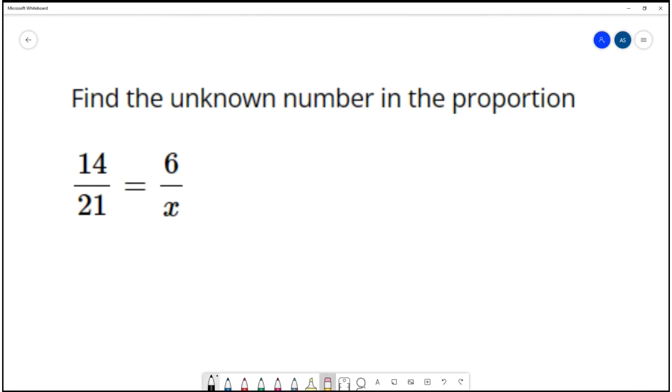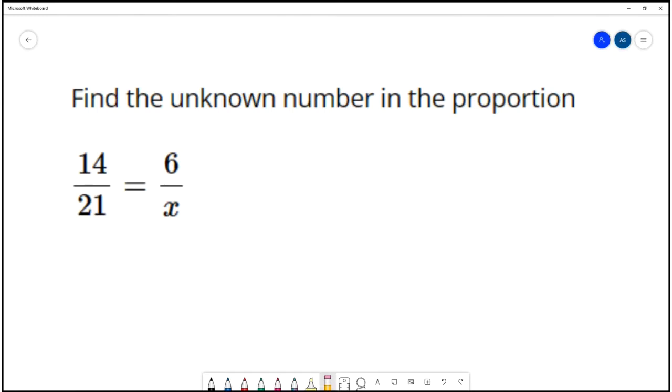So now I'm going to start questions 11 through 15. On this example, we're going to find the unknown number in the proportion. 14 over 21 is 6 over x. One of the strategies for solving proportions is something called cross multiplication.